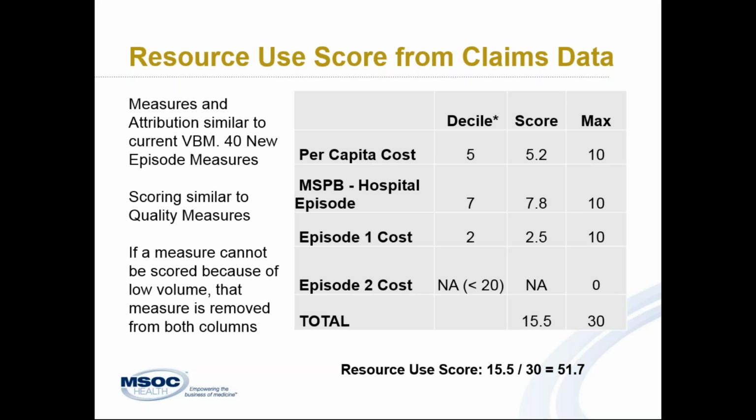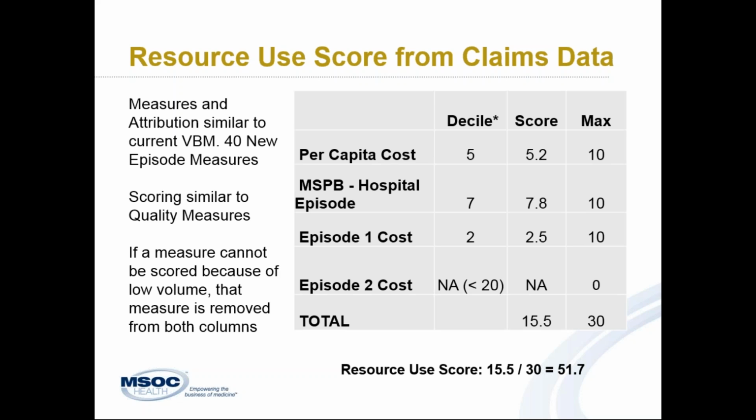As an example here, where I have episode 2 cost, this is a case where a provider had less than 20 patients attributed to them for that episode of services. If there are less than 20 attributed to a provider, then that is not scored because it's too small to be statistically valid. So if it's not scored, you get a 0 for the score, but you also get a 0 in the maximum number.